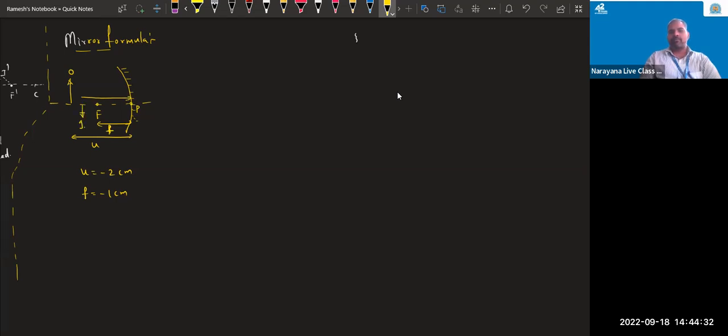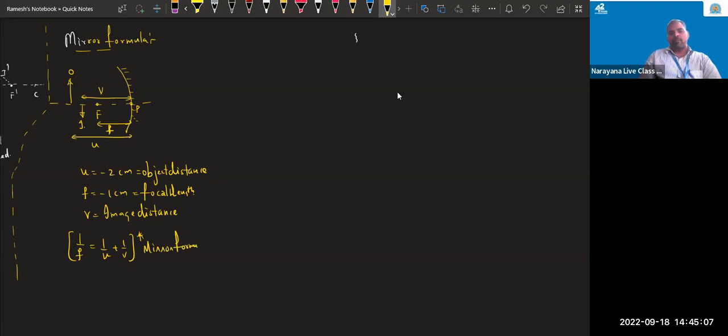What is the distance between image and point P? V. Image distance. So V is called what here? Image distance. U is called what here? Object distance. F is what here? Focal length. So by relating this, one relation is there. 1 by F equal to how much? 1 by U plus 1 by V. This is called what here? Mirror formula. Very, very powerful formula. You should compulsorily remember it at your fingertips.